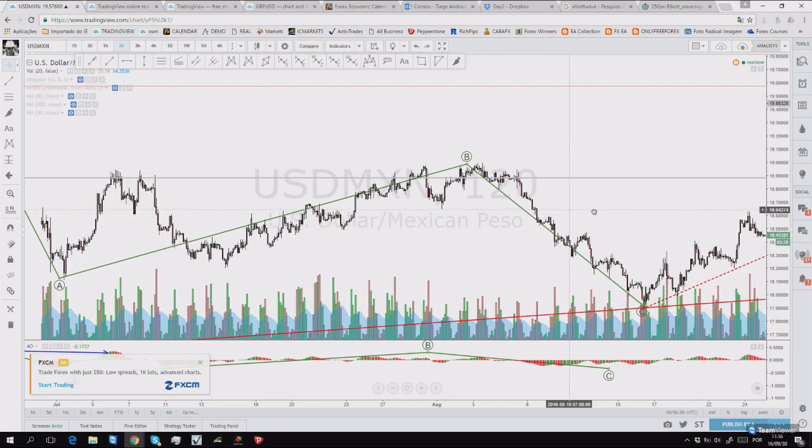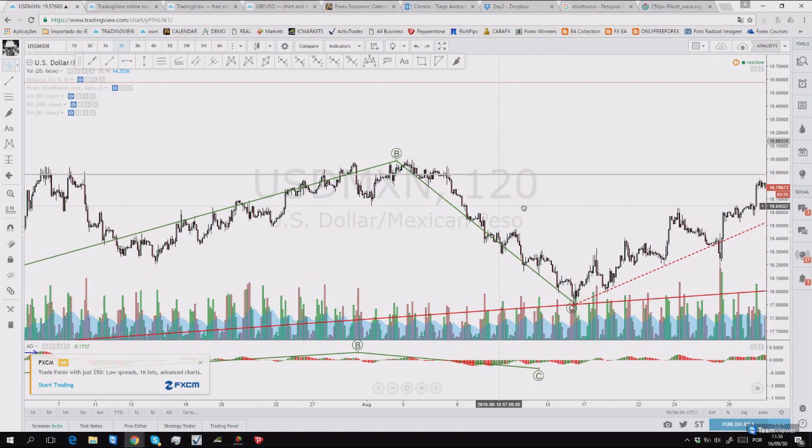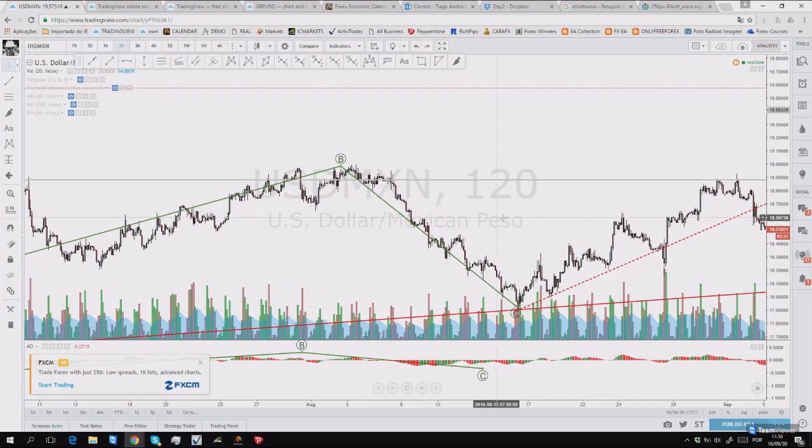So price is going around, hitting the trend line, going higher highs, higher lows, and boom, it crosses. What could we expect now? It crossed. If it crosses the trend line, it's either going to be a head and shoulders or a double top, usually.